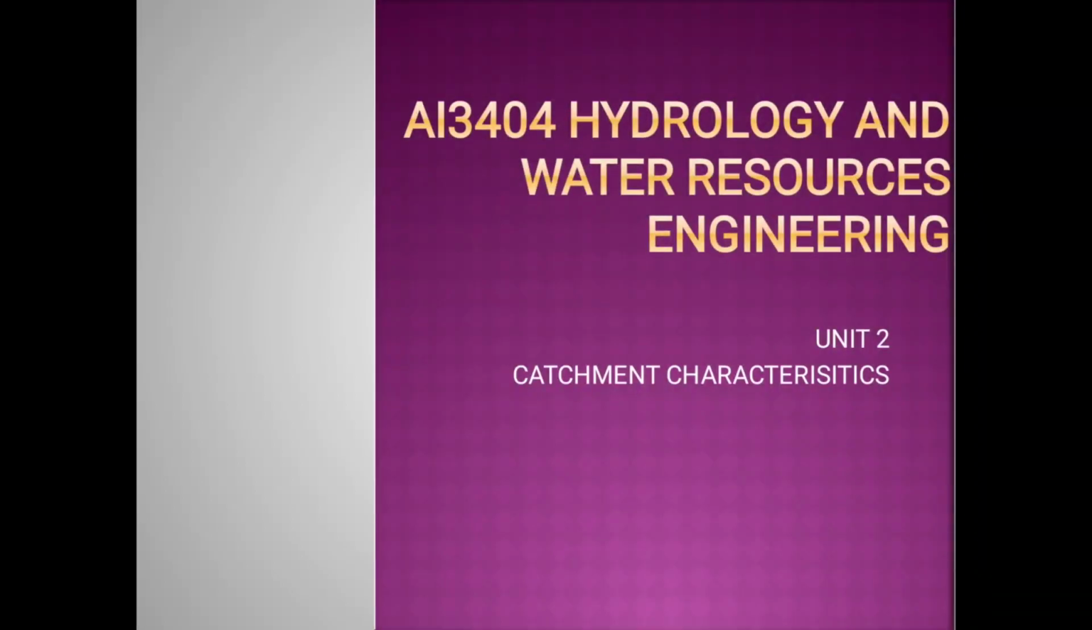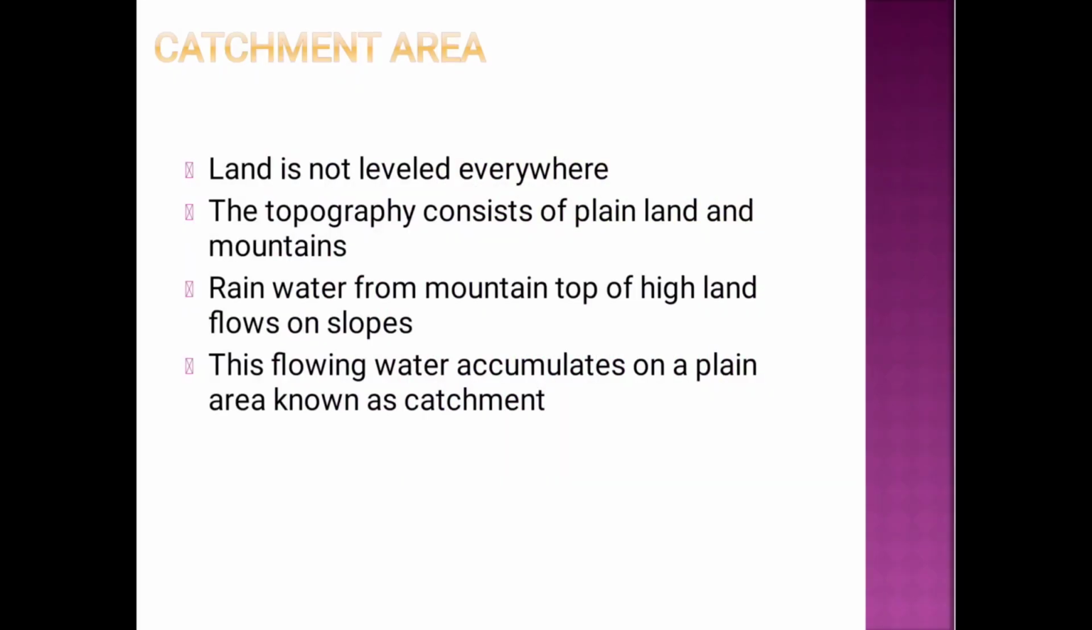Hydrology and Water Resource Engineering, Unit 2 deals with catchment characteristics. At first, what is meant by catchment area? A catchment area is land that is not leveled everywhere. The topography consists of plain land and mountains. The rainwater from the mountain top or high land flows on the slope. The sloping water accumulates on a plain area called a catchment.